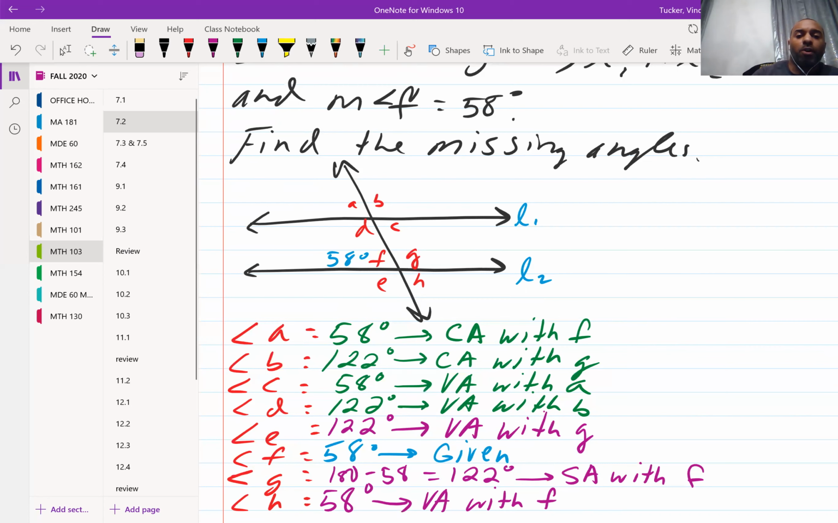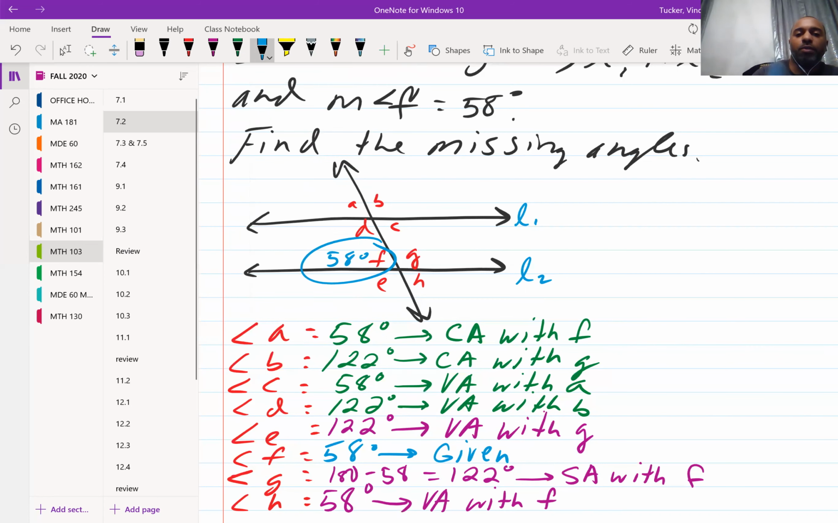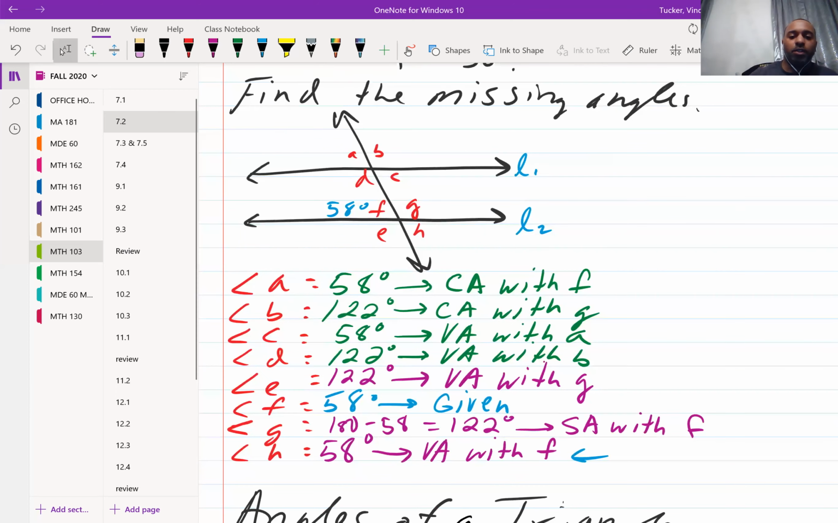So the first thing, you start off with F. We know F is given. F is 58 degrees. So now the easiest one to find from F is H, because H is a vertical angle to F. And that's what we have right here, is that H is a vertical angle with F. That's why it's 58 degrees. And there's no specific order. You don't necessarily have to go to H first. I just think that's the closest and the easiest one with no calculation. But that's between you and your thought process. So H is 58 degrees.